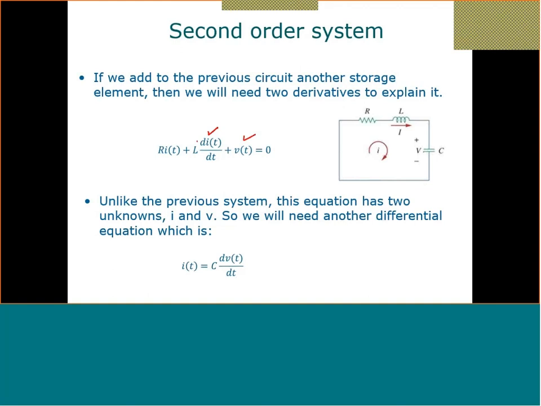Or I can substitute I with its value here, so it will be RC dV by dt. So I just substituted I of t with its value, plus L di by dt. So I will take the second derivative. So it becomes LC d²V by dt² plus V equal to 0. So what do we have here? We have a second order differential equation. Okay, so usually the best way to do that in a closed form is to use Laplace.